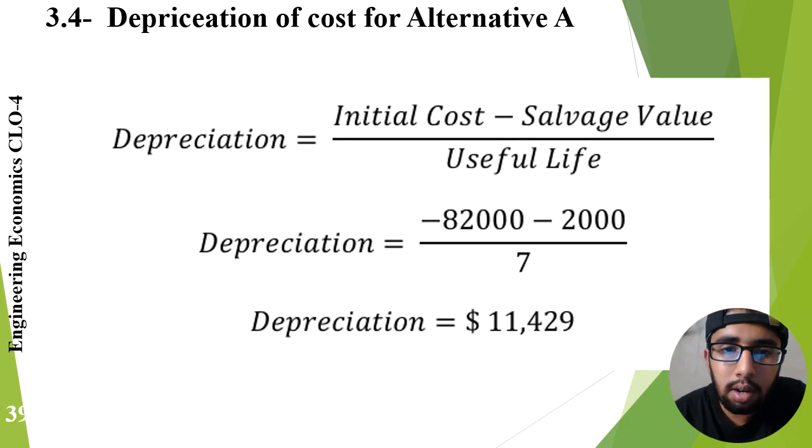The second is the depreciation formula: initial cost minus salvage value over useful life. The depreciation is 11,000 for $29. This was for alternative A, and I have given both alternative A and B.